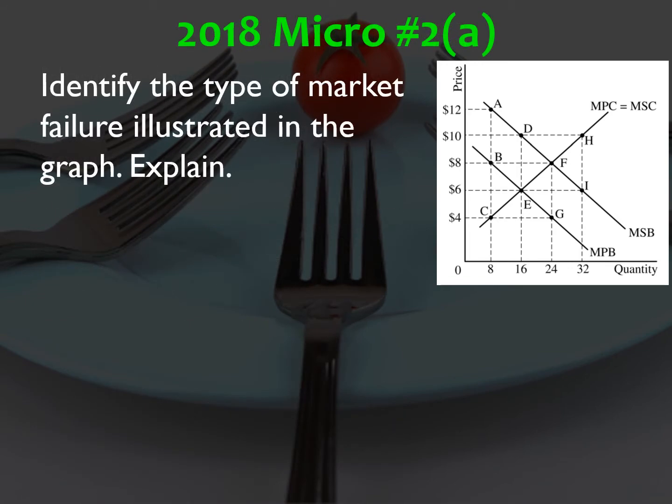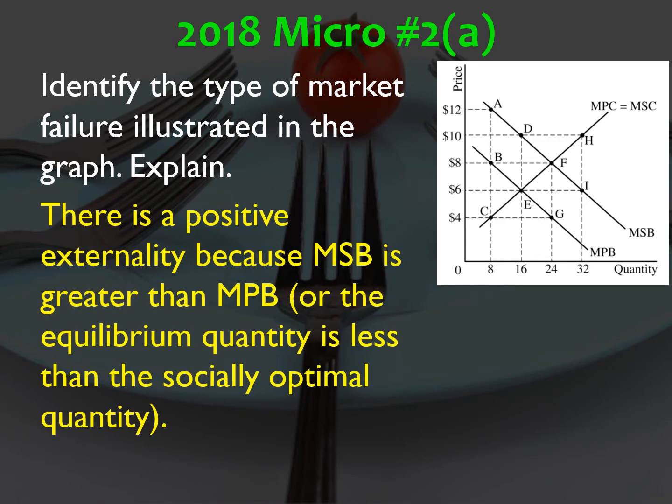Part A, identify the type of market failure illustrated in the graph. Explain. This is a positive externality because you can see MSB is greater than MPB. You can also explain it this way: the equilibrium quantity, at point E where MPC intersects MPB, is less than the socially optimal quantity, where MSB intersects MSC, which is point F. In either explanation, you have a positive externality. There are spillover benefits.